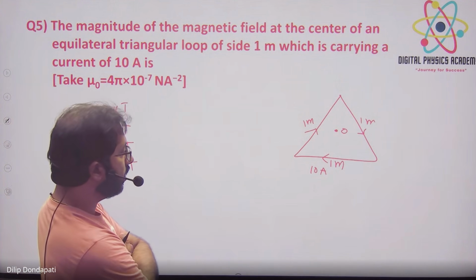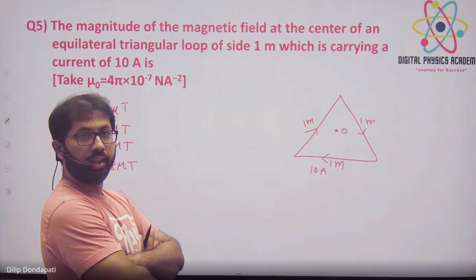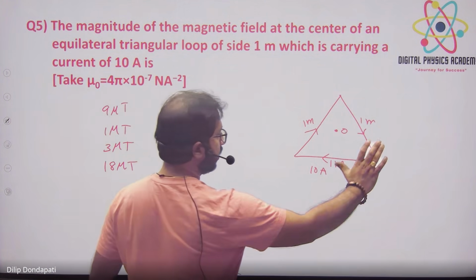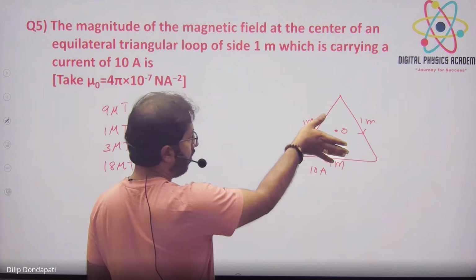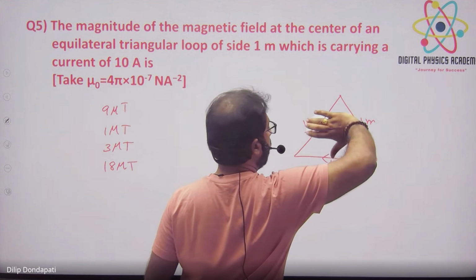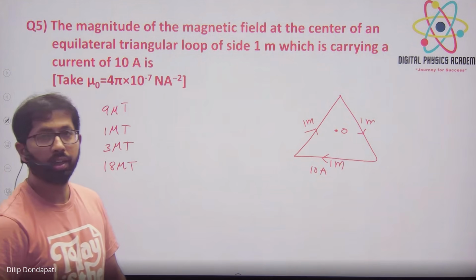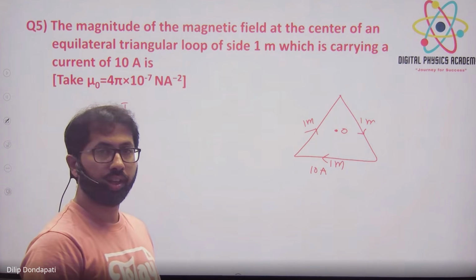There are 3 wires. For each one, thumb indicates direction of current, curled fingers indicate direction of magnetic field. The magnetic field is inward because of this, and also inward because of this. So all magnetic fields are inward. After finding one magnetic field, multiply by 3.